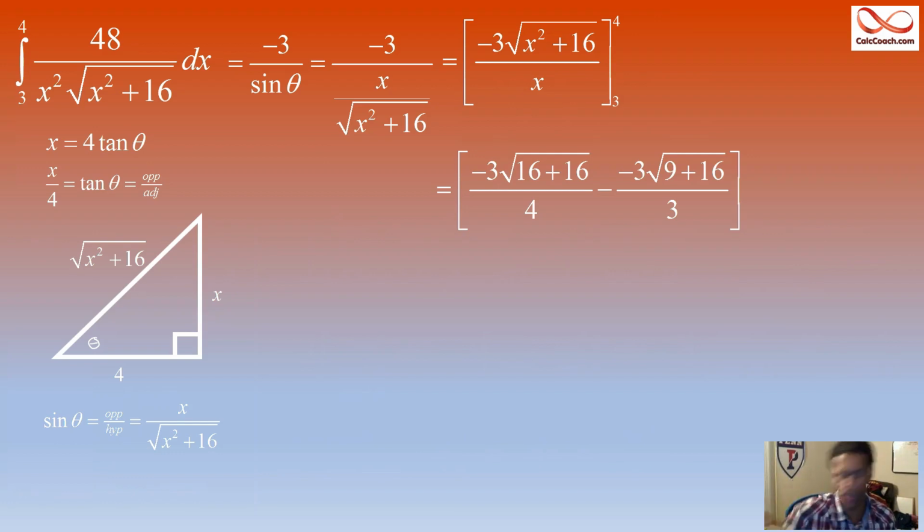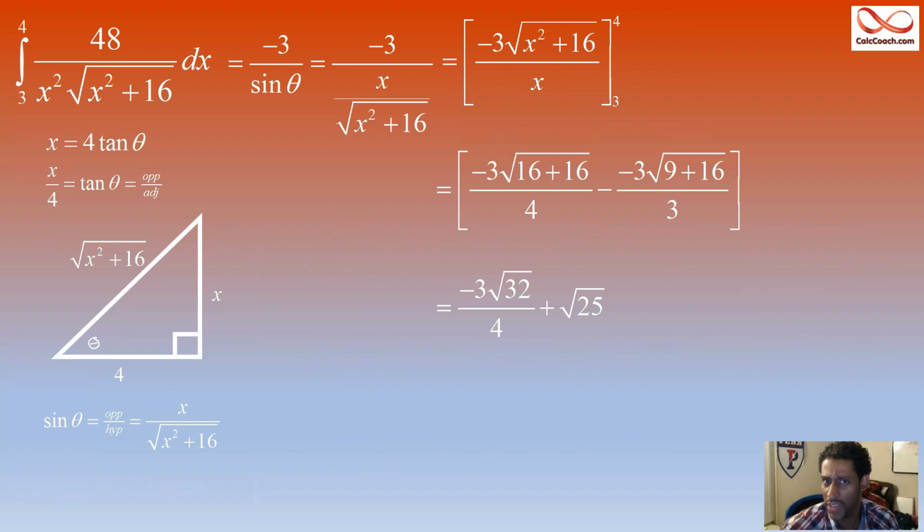So first step, let's put 4's in, and then let's put 3's in, and put a minus, right? Fundamental theorem of calculus. Evaluate at the upper limit minus evaluate at the lower limit. 16 plus 16, that's 32. 9 plus 16, that's 25. And those 3's, they can cancel out. It's a negative that makes it a plus.